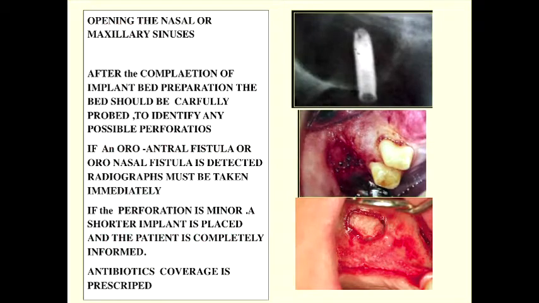I'll tell you what you could do. At first, there are some nasty cases. After completion of implant preparation, the bed should be carefully probed to identify any possible perforation. If an oroantral fistula or oronasal fistula is detected, a radiograph has to be taken immediately. And if the perforation is minor, some people put a short implant, believe it or not, and the patient is completely informed. That's very important, and antibiotic is covered. You will see later on, not only is antibiotic covered, you also have to give decongestants. You definitely have to give decongestants.